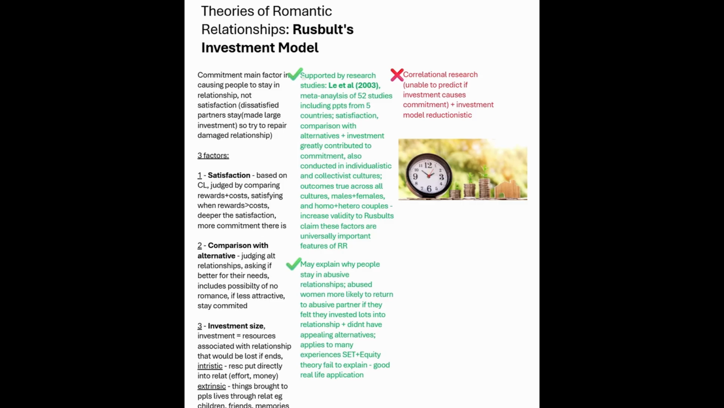So Rusbult's investment model is all about commitment. Compared to the other theories, it says that commitment is the main factor in causing people to stay in a relationship, not satisfaction. Because, as mentioned before, some people who are dissatisfied still stay in a relationship, and this is actually because they put in a larger investment, so they try to repair a damaged relationship. They're more invested in trying to repair it rather than just leaving.